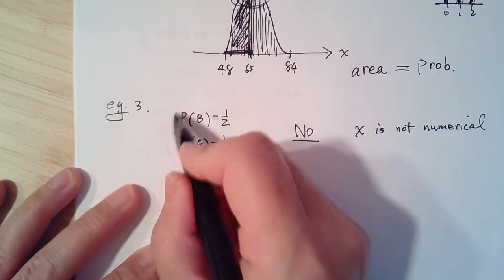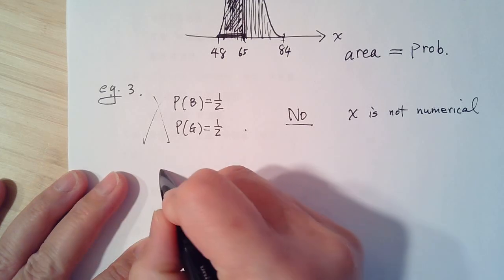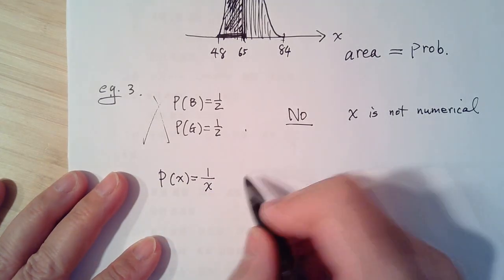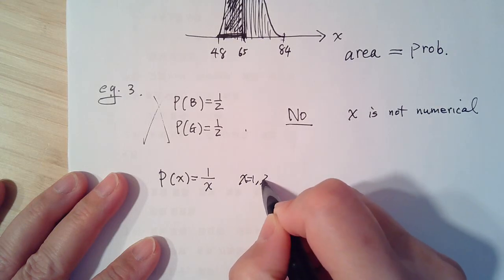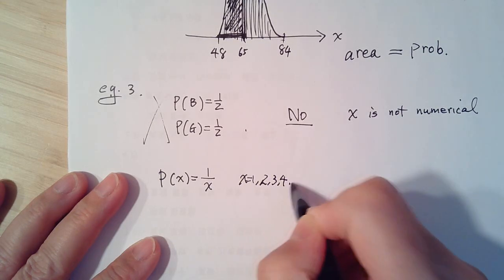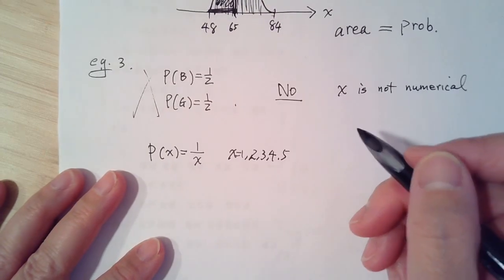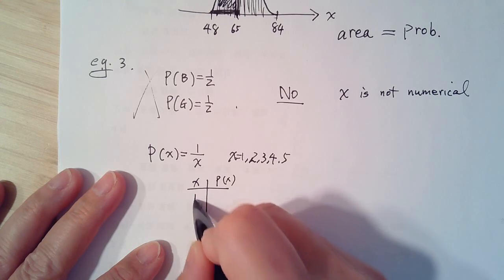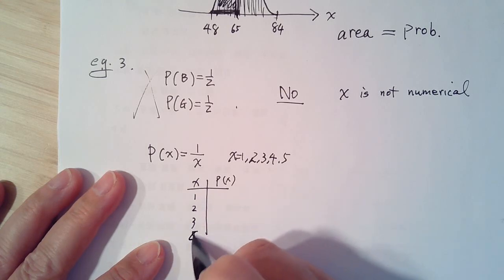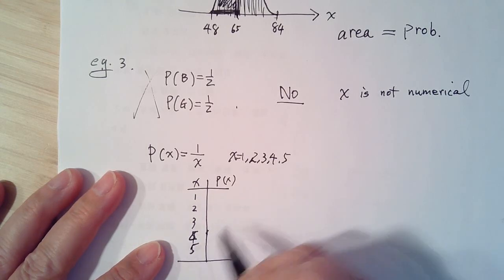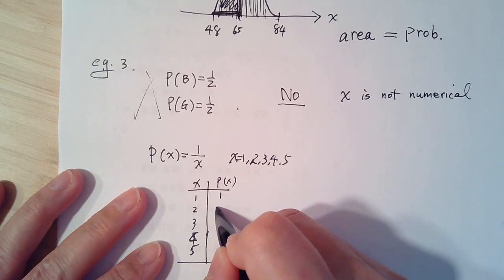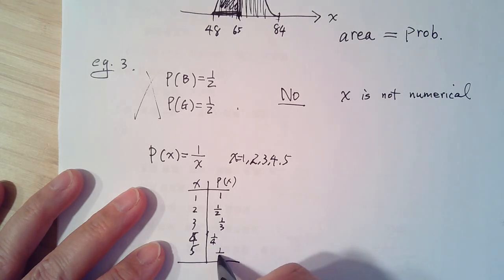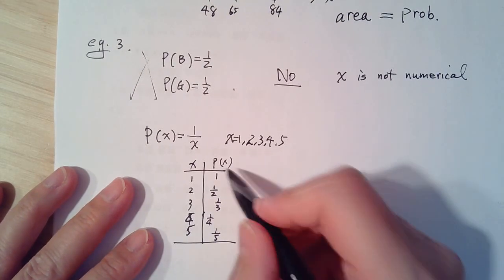I'll give you another one. I give you a formula, and here x is 1, 2, 3, 4, and 5. Is this a probability distribution? If it is, we're going to have x and p of x: 1, 2, 3, 4, 5. And the probabilities will be 1 over 1, 1 over 2, 1 over 3, 1 over 4, and 1 over 5. I don't have enough space, so I just write it like this. Is this a probability distribution?